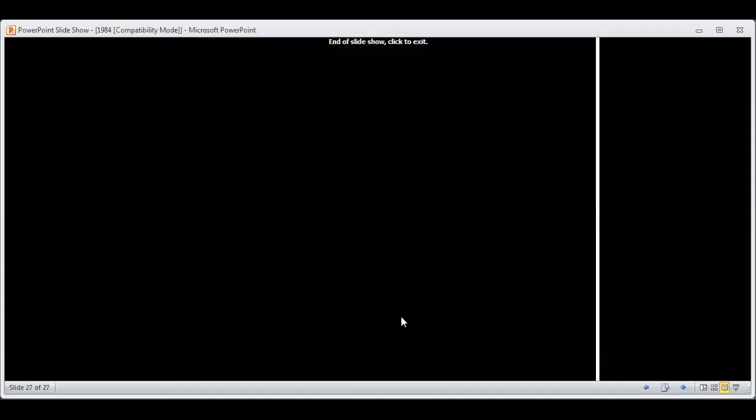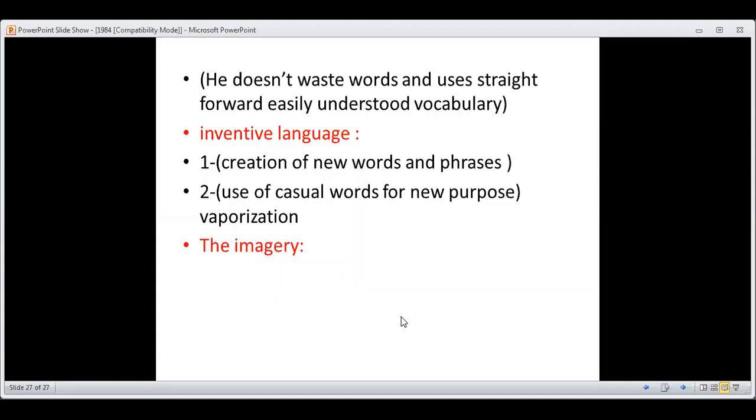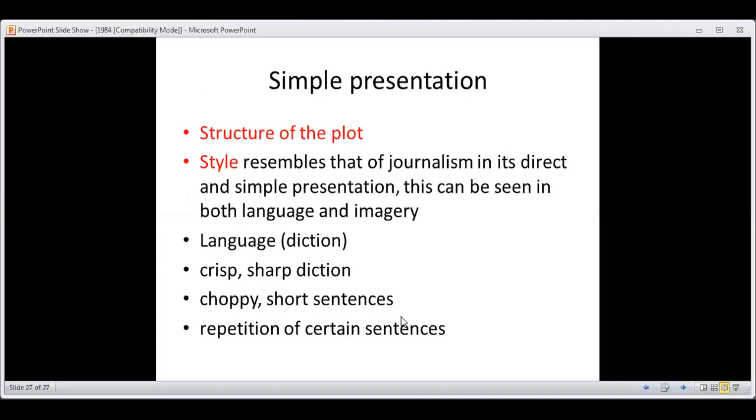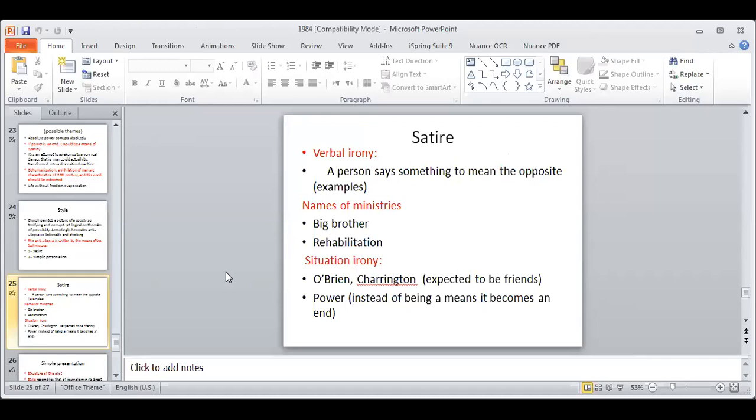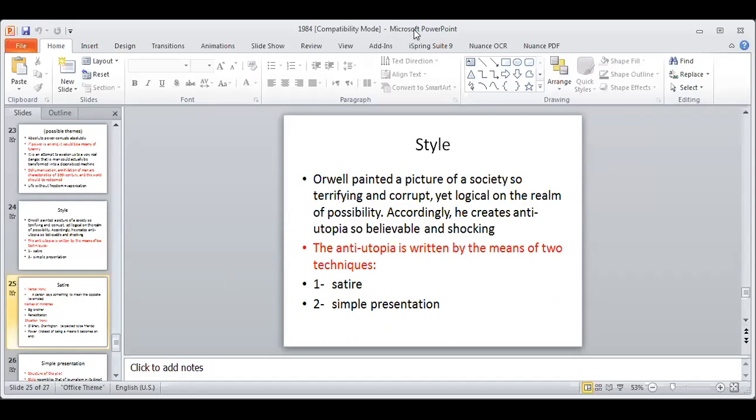By this we can say that we have presented the whole thing. All that I wanted to explain about 1984 is already explained, and I'm going to upload this presentation to our website, which is the model. But maybe you can ask me questions about this satire and the simple presentation if you don't feel that you understand it well.